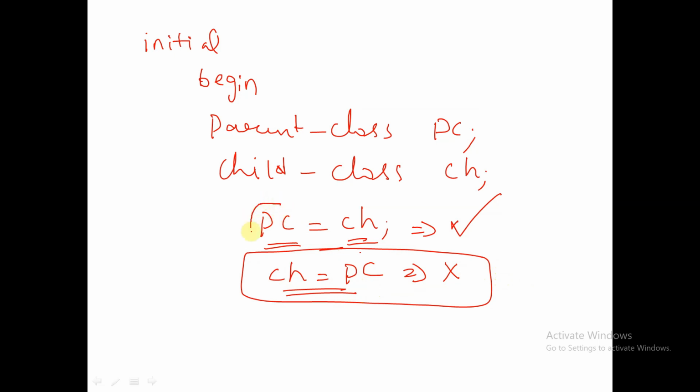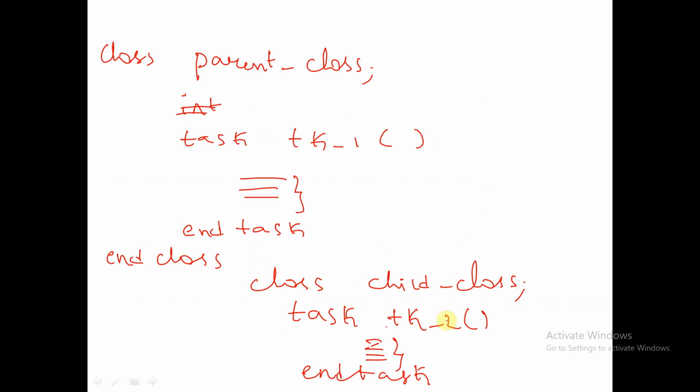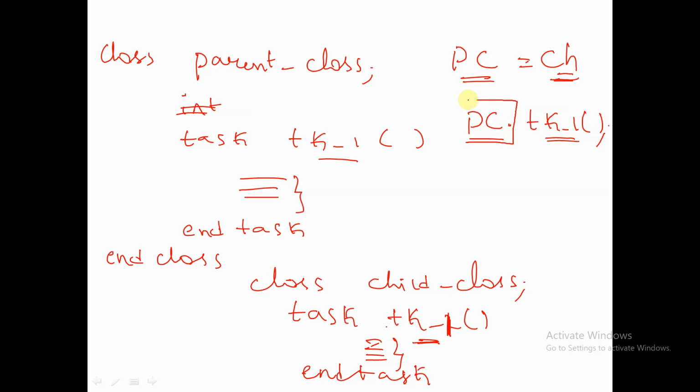So the first is valid. PC is equal to ch. And if we are trying to call the task which is present in, I will take the task name in parent class and child class as tk_1 only. The parent class handle is PC and the child class handle is ch. I am assigning the child class handle to the parent class handle. And if I try to call PC.tk_1, I am calling the tk_1 task with my parent class handle.